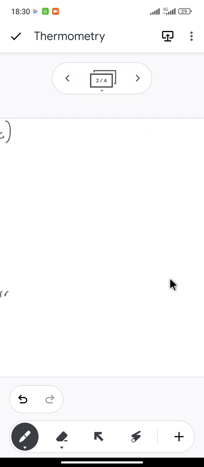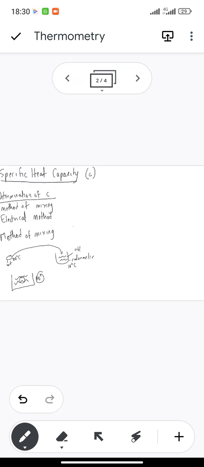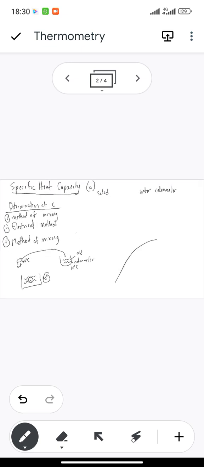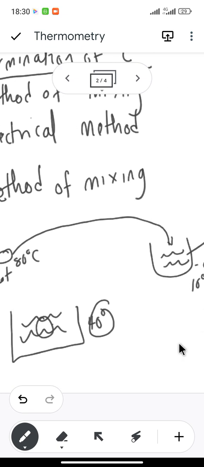Now, first things first, we need to consider two things. We have a solid, which we consider as the metal rod. We have the solid, we have water, and we have a calorimeter. So we also have to consider that. Whatever is happening to the water will also be happening to the container, because the container will also gain heat, you understand?